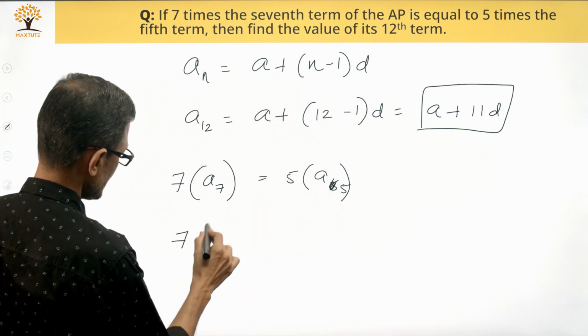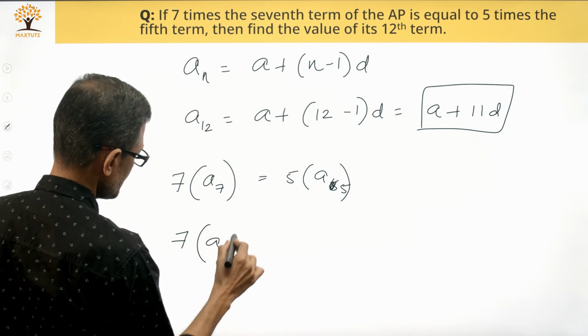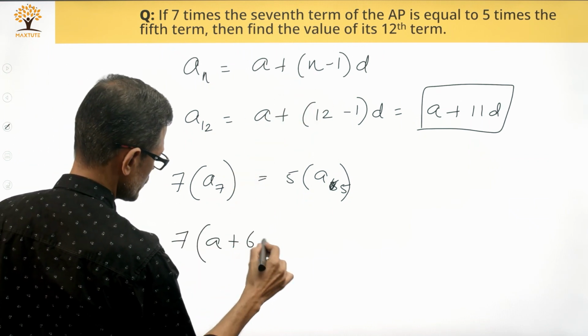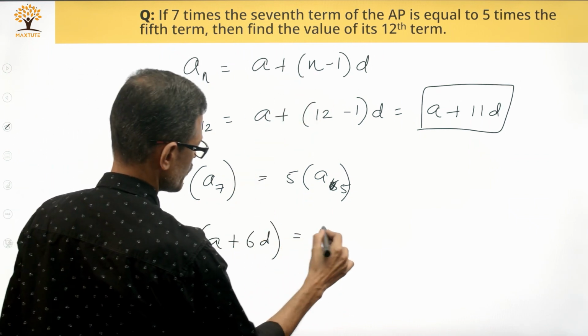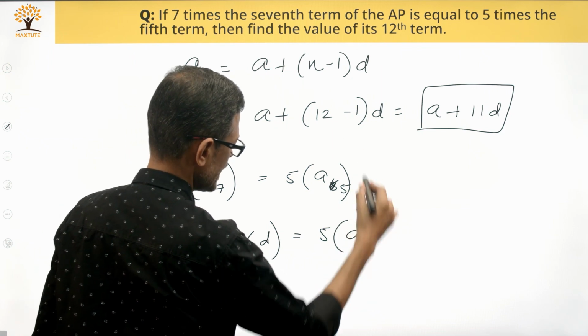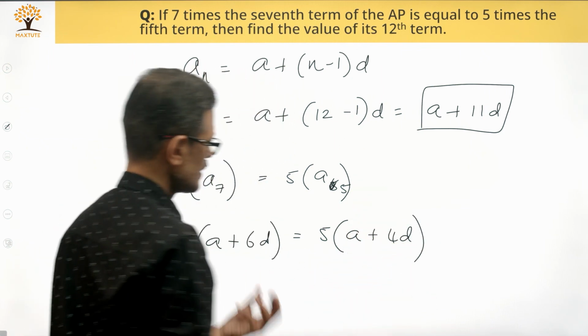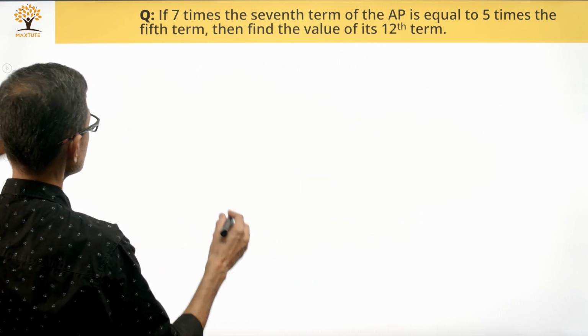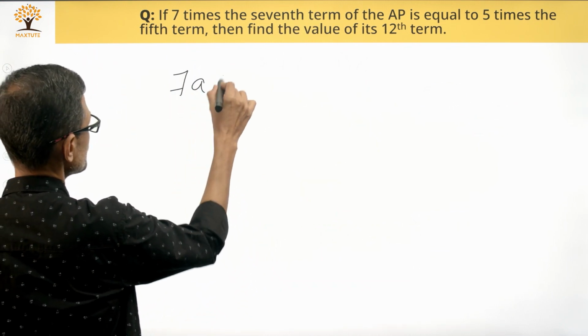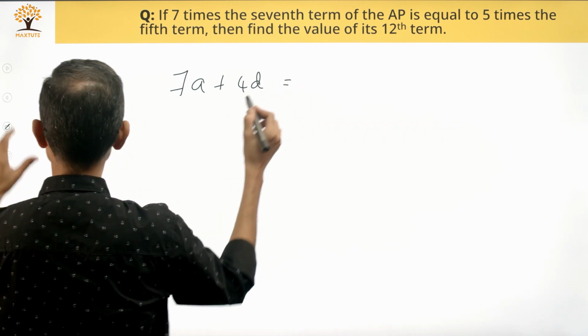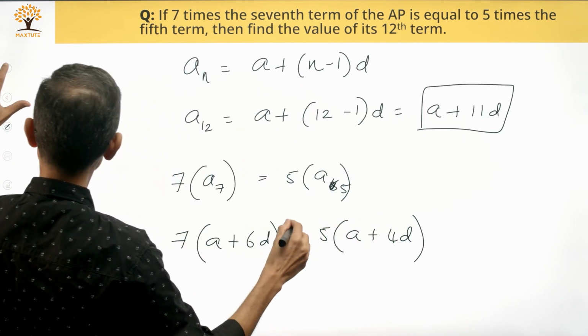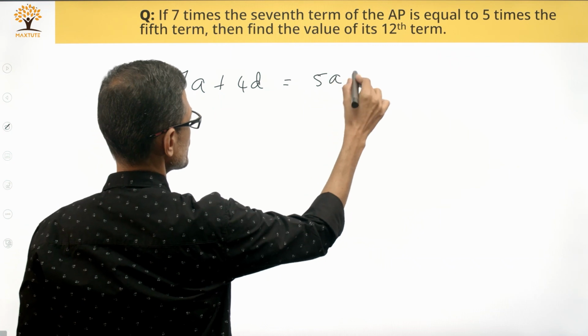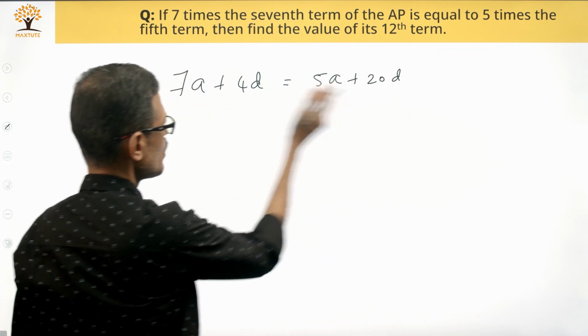So 7 times A7, which is a plus 7 minus 1, equal to 6d, is equal to 5 times a plus 5 minus 1, which is equal to 4d. Let's solve this equation in the next slide. Expand this. This is 7a plus 42d is equal to 5a plus 20d. Take all terms to one side.